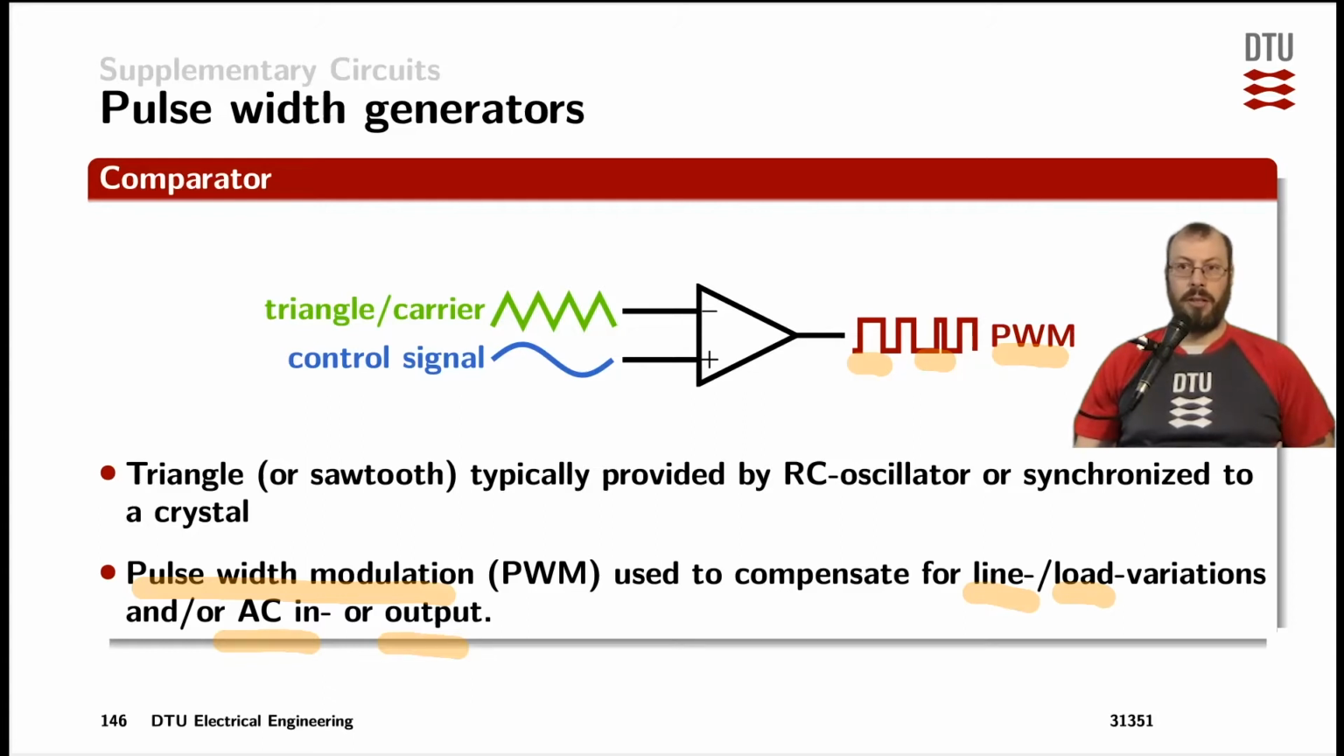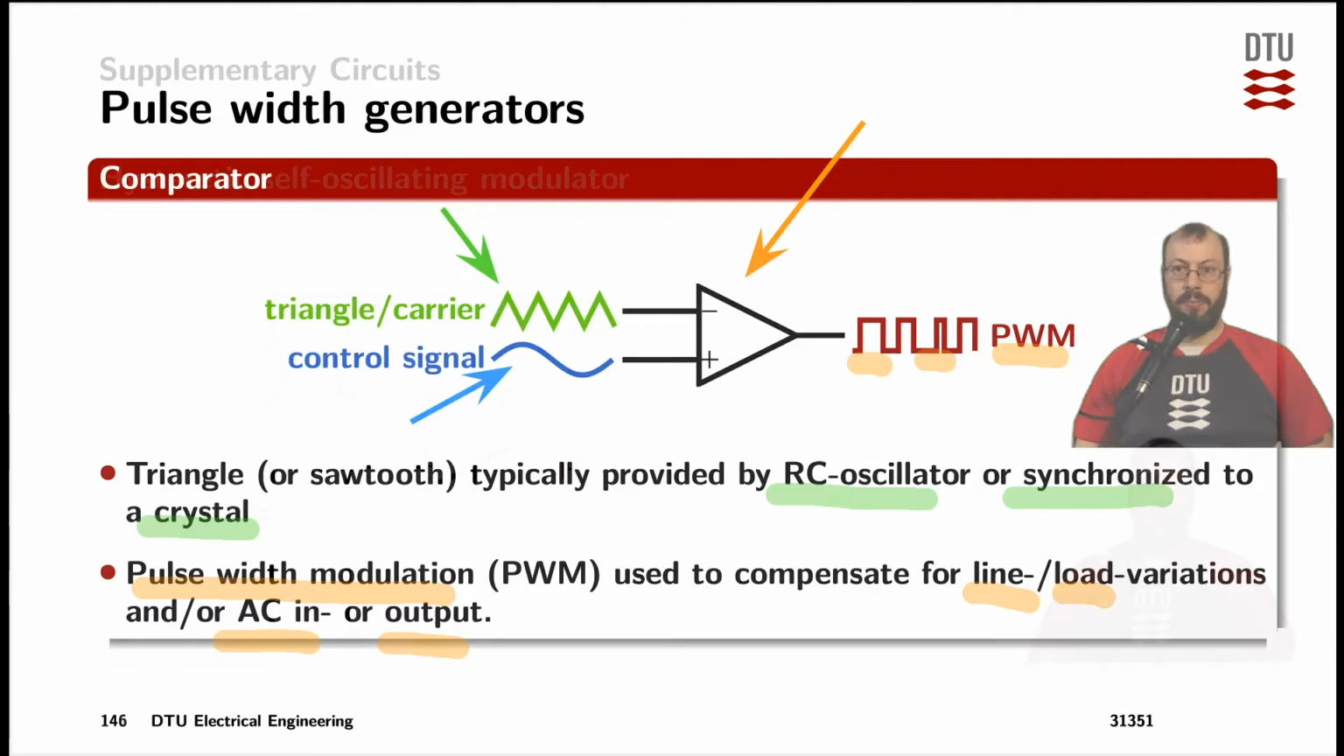To generate such a signal, we feed a comparator, symbolized here, with the so-called carrier signal, very often a triangular signal, and compare it to a reference signal, which could be the control, the output of an error amplifier, or any other reference that we want the output of the converter to follow. The triangular signals are very often derived from an RC oscillator, or they are synchronized to any other clock in the circuit, which is provided by a crystal.